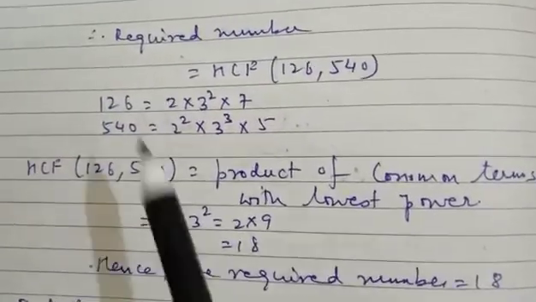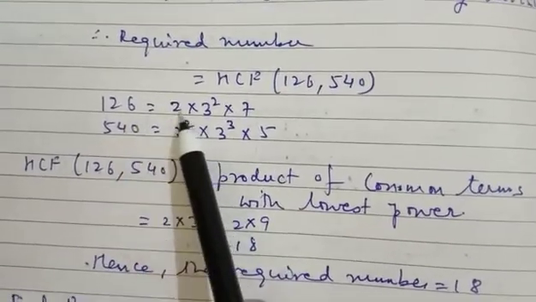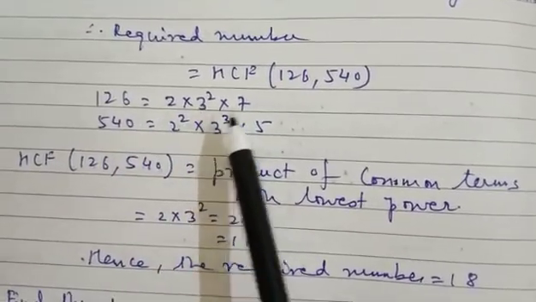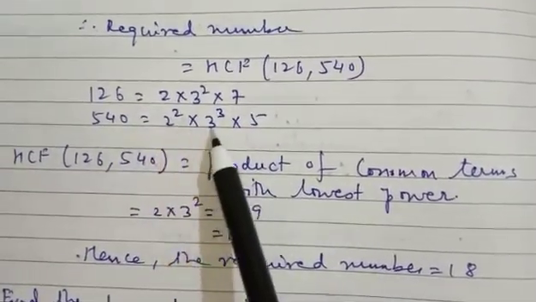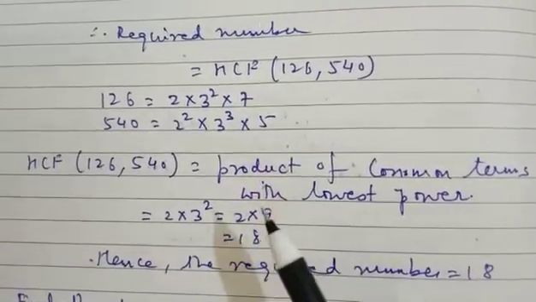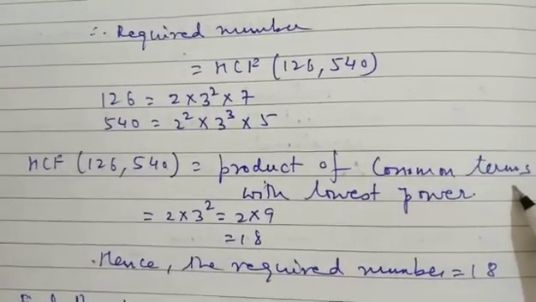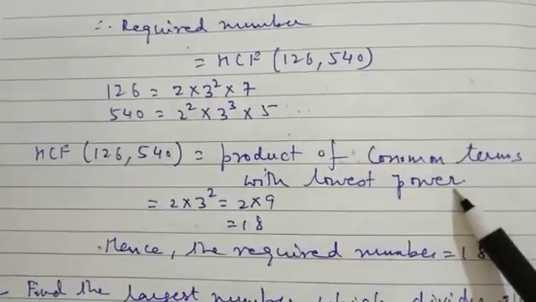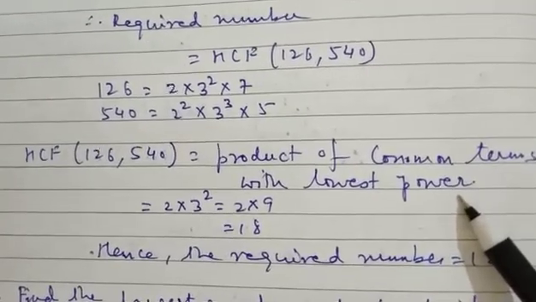I am going to use the prime factorization method, and the prime factorization of 126 is 2 into 3 power 2 into 7, and 540 is 2 power 2 into 3 power 3 into 5, and the HCF will be coming as the product of the common terms with lowest power. That is the method of prime factorization for finding HCF.